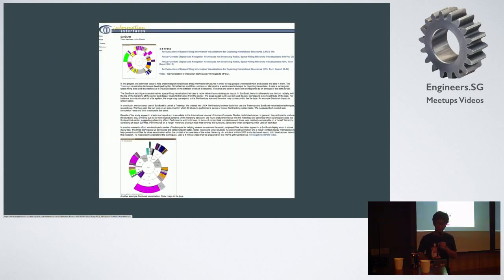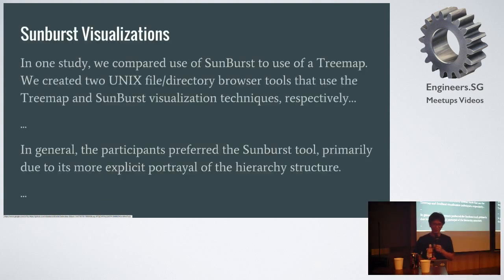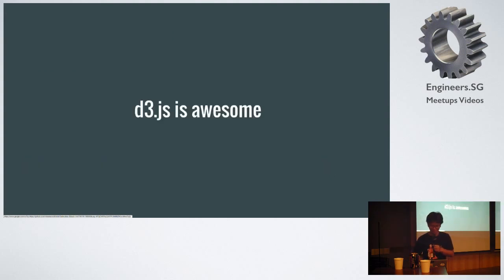So basically, I just went to his example of the sunburst visualization, and you can see the code. As I mentioned, the sunburst was actually a research project, and it looks like it's from really old computers. But anyway, this is a summary of it. They asked users to use sunburst and treemap visualizations, and in general, the participants preferred the sunburst tool, which looks like flares coming out from the sun.